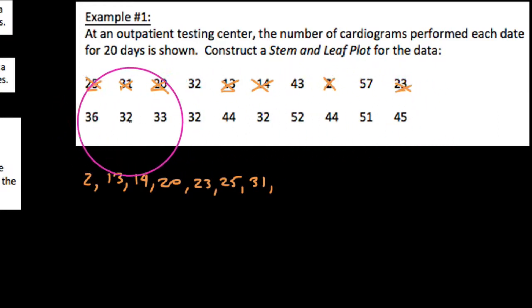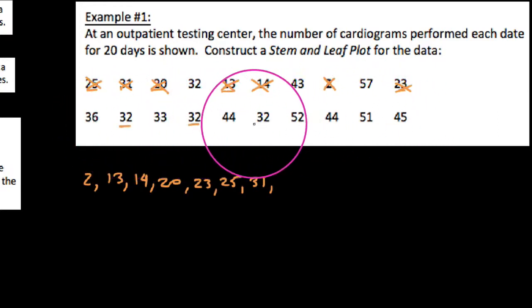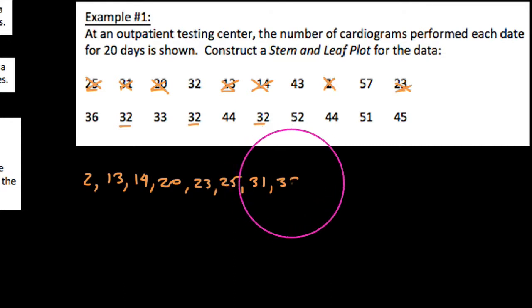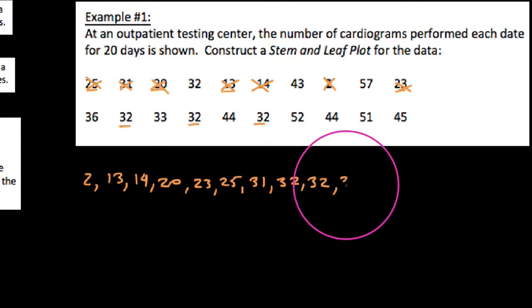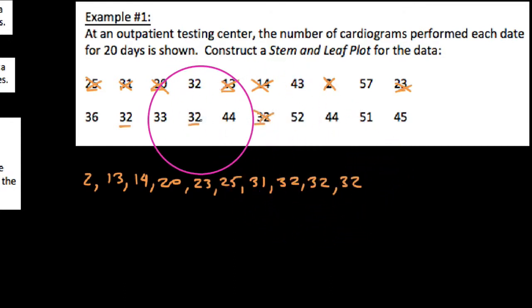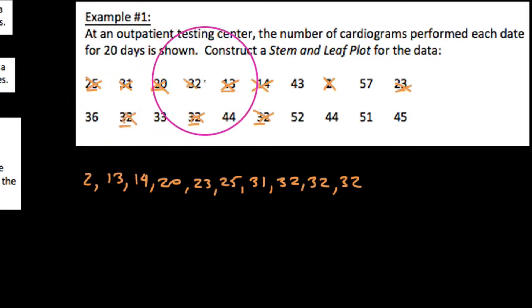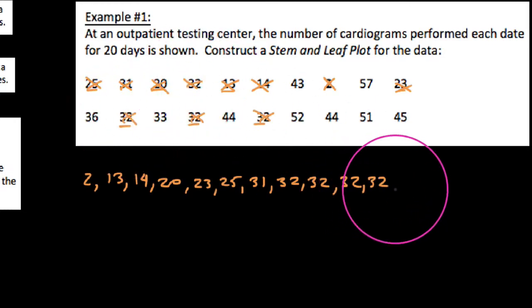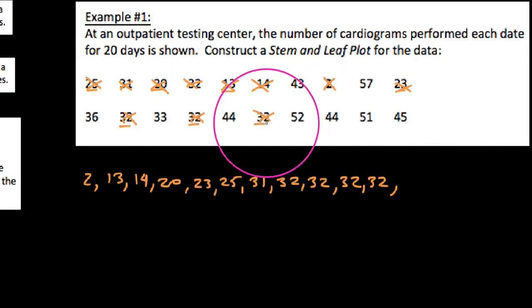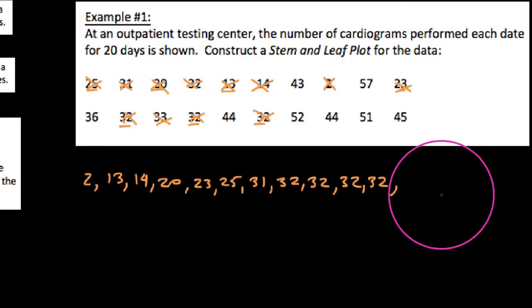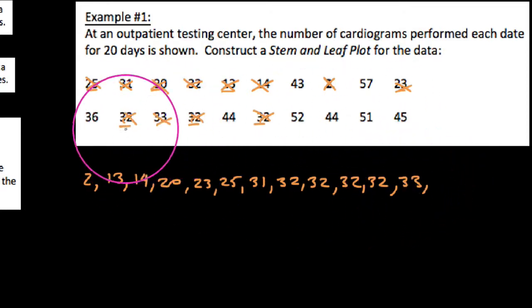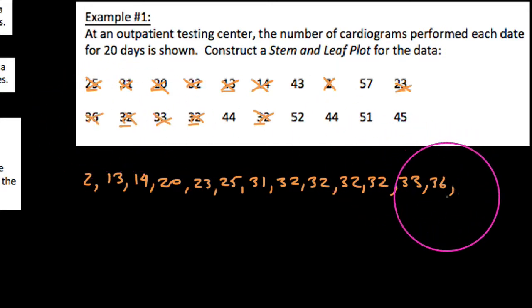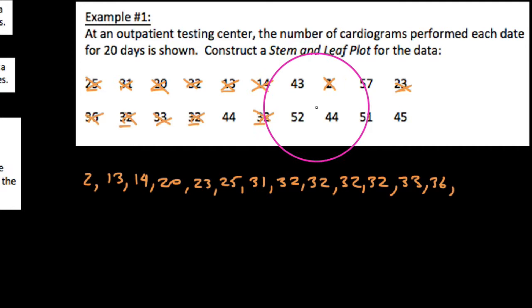I don't have any other 31s, but I do have, let's see here, 1, 2, 3 32s. So we say 32, 32, 32. We'll cross those off. As a matter of fact, I've missed a 32 right there. We have 4 32s, and we cross those off. Do I have any other 30s? Well, there's a 33 here, 33, and then 36, 36. And then we say, okay, so now that I'm out of the 30s, let's look at the 40s here.